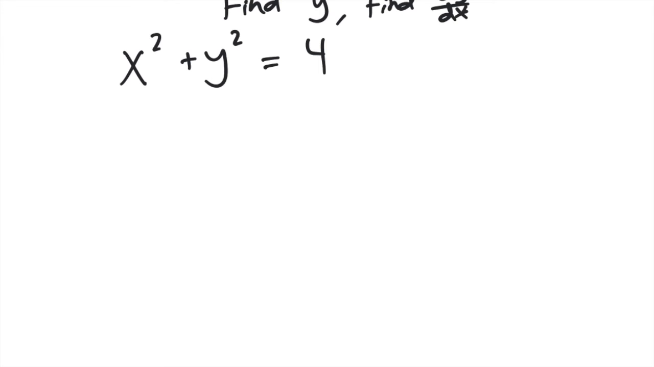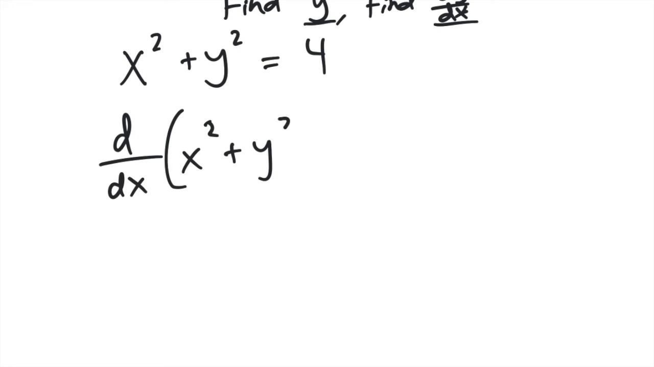Okay, so what does it look like to find y prime or to find dy dx? We're going to have a y prime in the midst of our problem, but then we're going to do some algebra to get y prime all by itself and solve for y prime. Here's what this is going to look like in this problem. Take the derivative of both sides. So d over dx of x squared plus y squared, and then d over dx of 4.